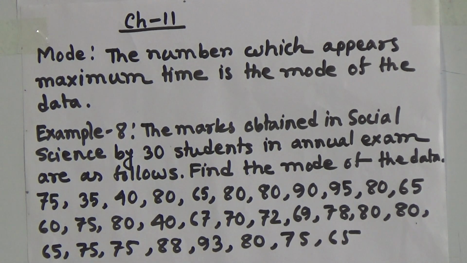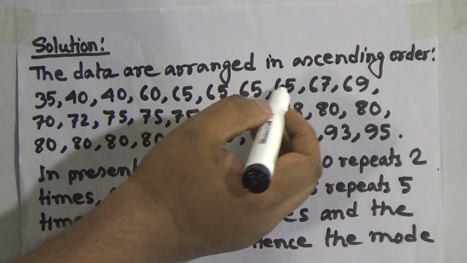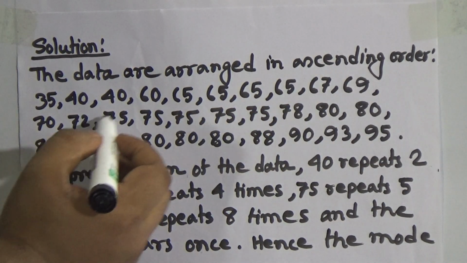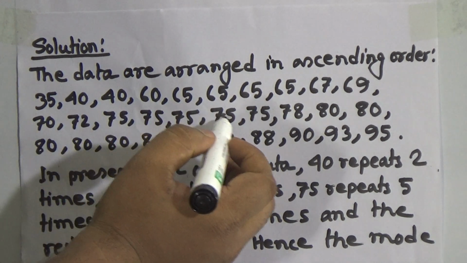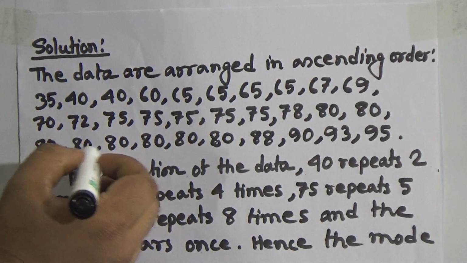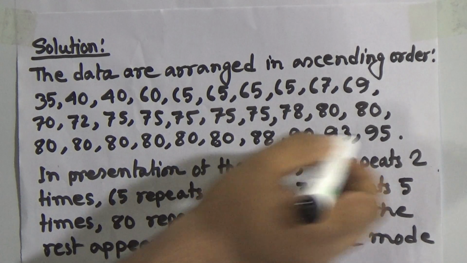Here you notice 35, 40, 40, 60, 65, 65, 65, 65, 67, 69, 70, 72, 75, 75, 75, 75, 75, 78, 80, 80, 80, 80, 80, 80, 80, 80, 88, 90, 93, 95.